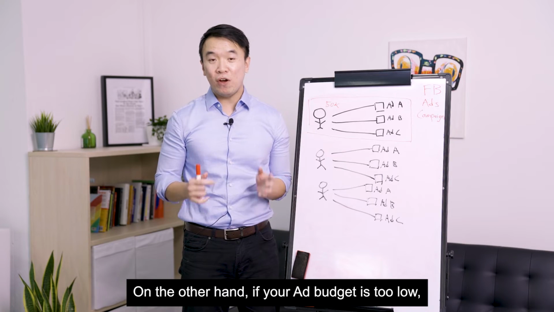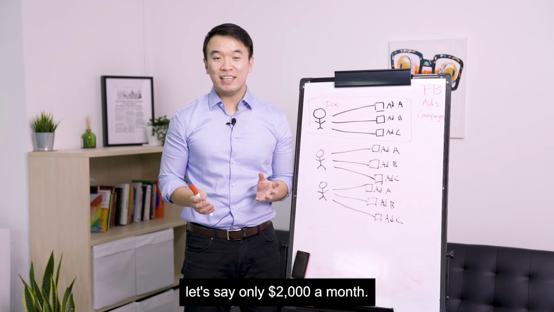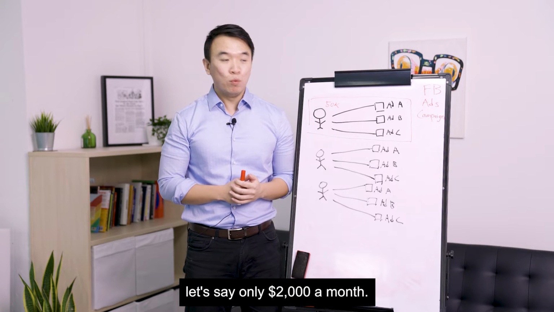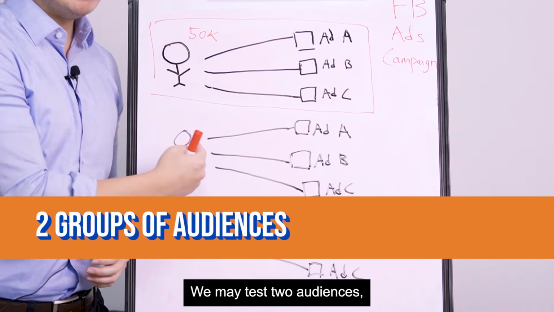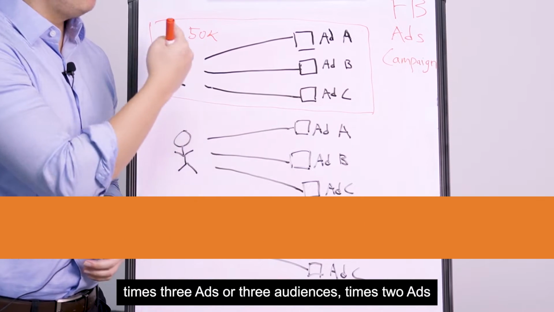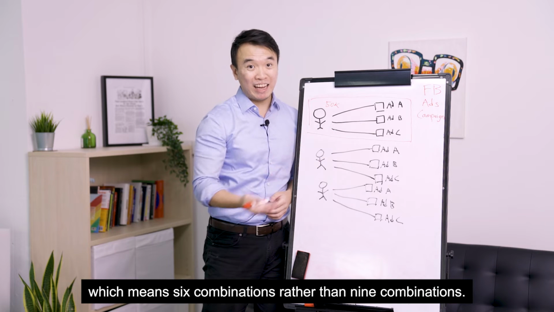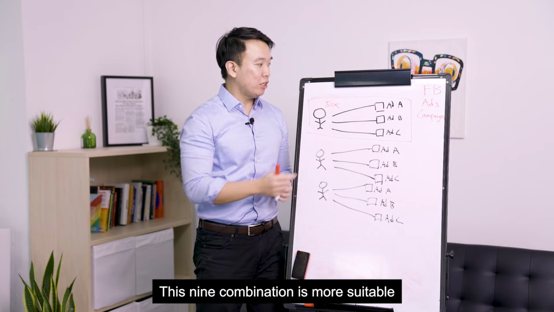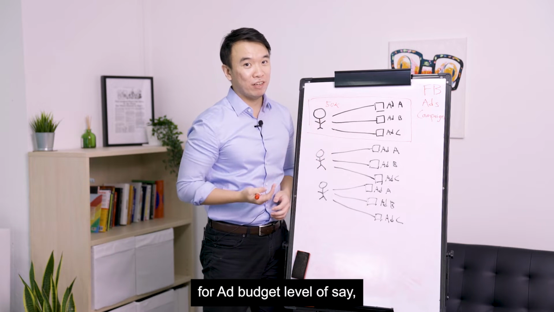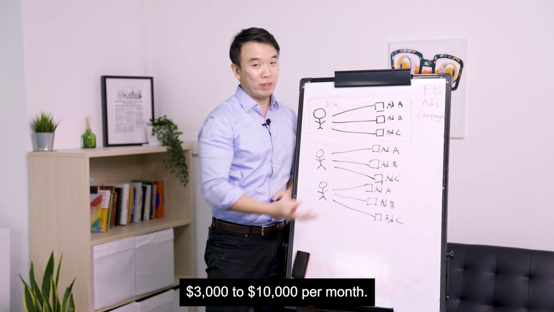On the other hand, if your ad budget is too low, let's say only 2K a month, we may test 2 audiences times 3 ads or 3 audiences times 2 ads, which means 6 combinations rather than 9 combinations. This 9 combination is more suitable for an ad budget level of say 3K to 10K per month.